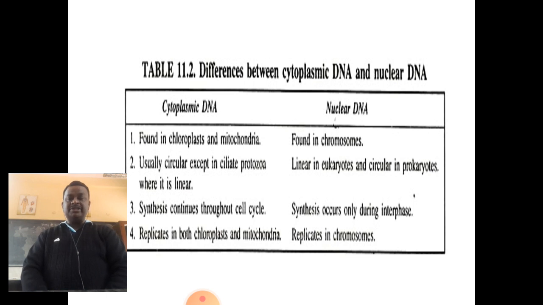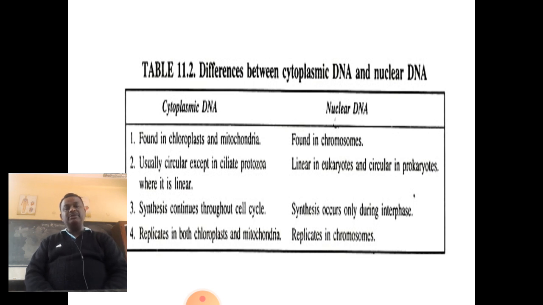Second difference is their shape or form. The cytoplasmic DNA is generally double stranded circular DNA, whereas the nuclear DNA is generally said to be elongated or linear DNA. The third important point is related to their synthesis stage. As we have seen, cytoplasmic DNA is synthesized throughout the cell cycle stage, whereas nuclear DNA is synthesized only during the S phase of the cell cycle.